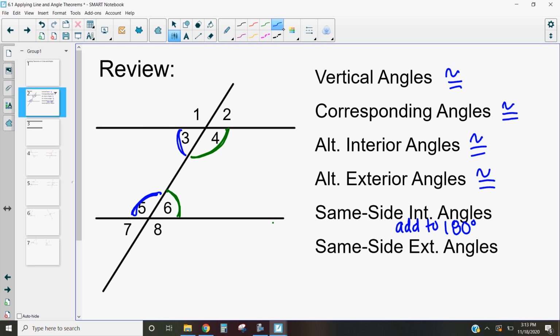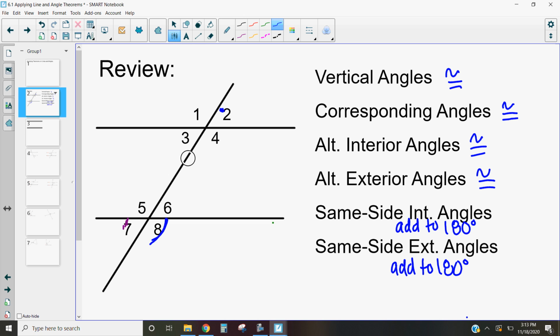Now, the last ones that we're going to look at here in the case of these angles are same side exterior angles. So similarly, just like the same side interior angles, these ones also add to 180. They're just on the outside of the parallel lines rather than on the inside. So that's going to be angle 1 with angle 7 and angle 2 with angle 8. So again, they're on the outside of our parallel lines, but on the same side of our transversal there.